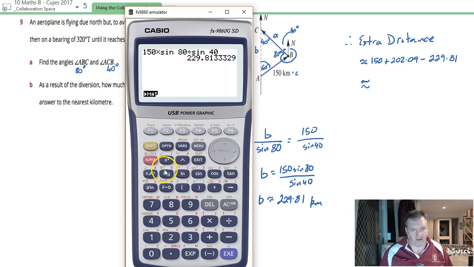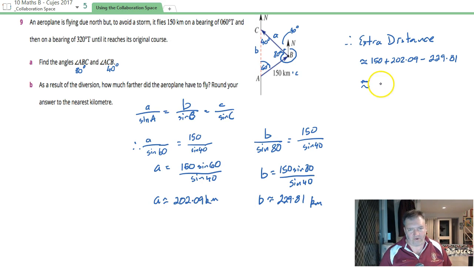And we go ahead and calculate that. So 150 plus 202.09, oh sorry, that should be a plus, and then the minus. You know that the worst bit of my maths is actually just using a calculator. Now we're subtracting 229.81, and they've asked us to round it to the nearest kilometre, so when we get our answer, 122.28, we would say it's approximately 122 kilometres. And we're done. I hope that helps.